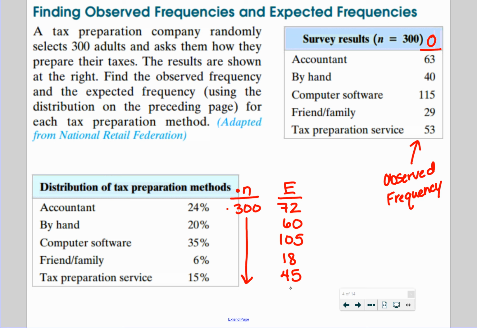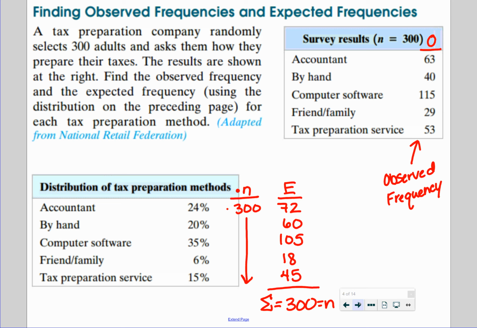0.06 times 300 gives me 18. 0.15 times 300 gives me 45. If you want to check that your expected frequencies are correct, what do you think the sum of them is going to equal at the end? It's going to equal our N, 300, so that's how we can check it. As long as all of our percentages added up to 100, that column should add up to 300 as well. All right, questions about getting expected frequencies? Pretty quick little calculations.